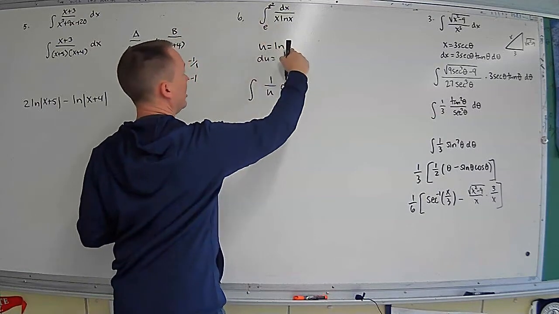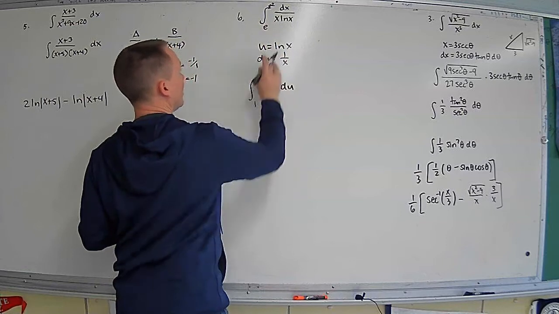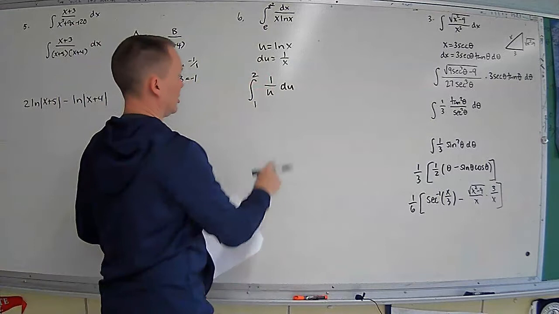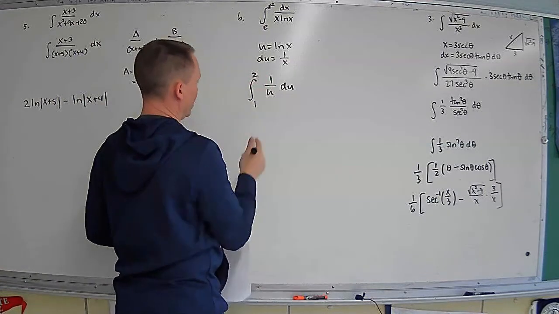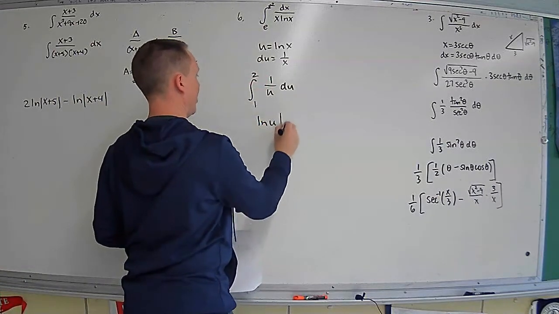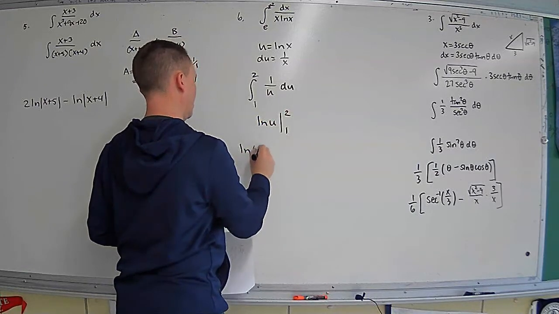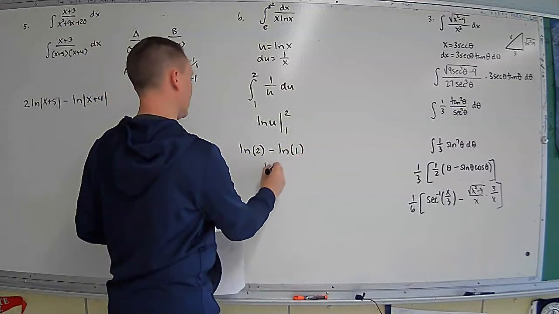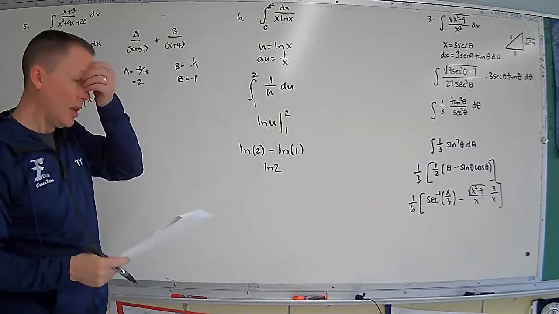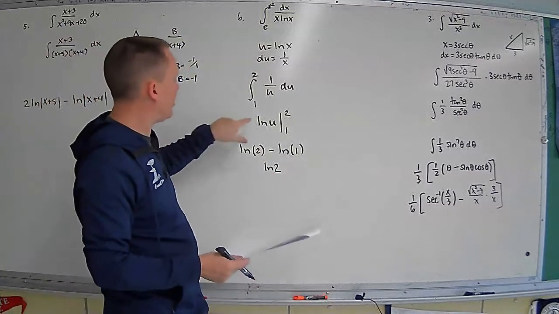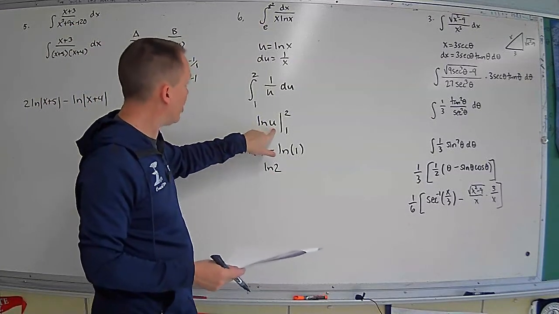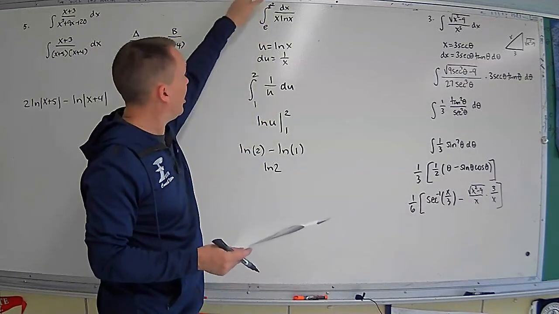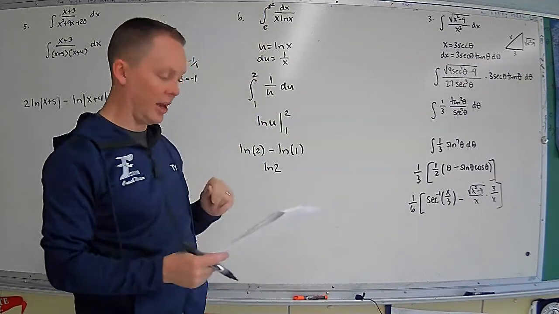So when x is e, u is 1. And when x is e squared, u is 2. So now I've got the integral of 1 over u du from 1 to 2. That's the natural log of u evaluated from 1 to 2, or the natural log of 2 minus the natural log of 1. Natural log of 1 is 0, so this ends up just being natural log of 2. If you didn't change the bounds, you end up getting the natural log of the natural log of e squared minus the natural log of the natural log of e, which simplifies to that.